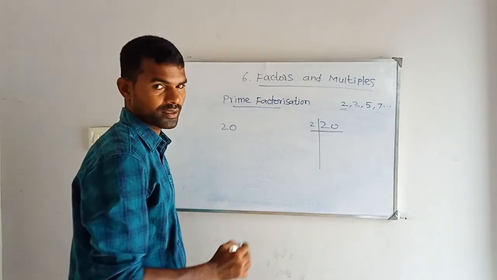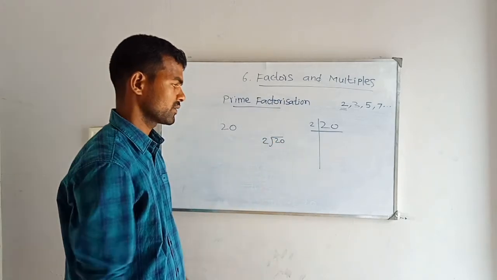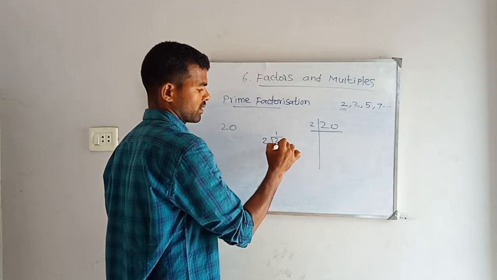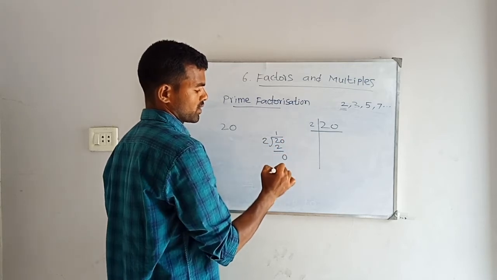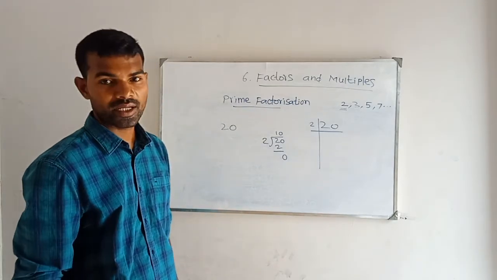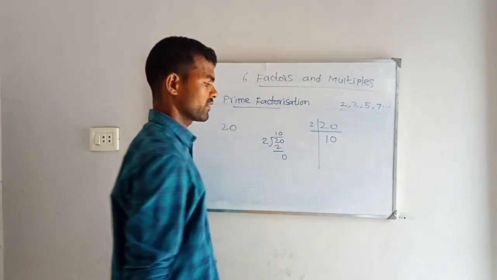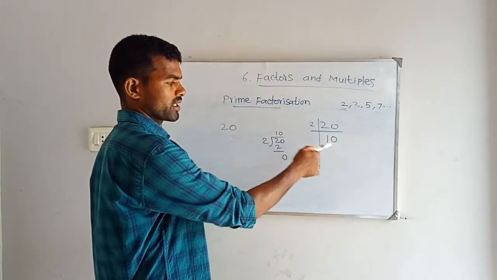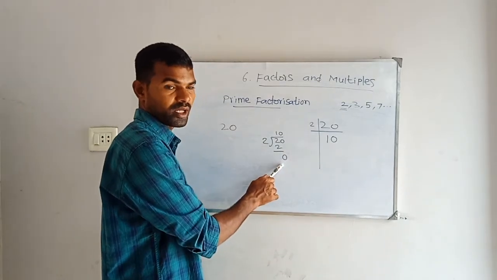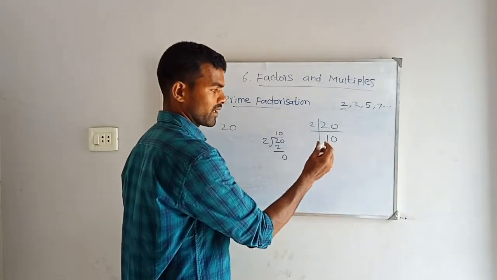20 divided by 2. Divide the 20 by 2. 1 time 2, next time 0. 0 by 2, you can't divide further. So you are getting 10 as the number of times it divides. That is the quotient. Take the quotient and write it here. There is no remainder. The quotient you have to write here is 10. Now again you have to divide this 10.